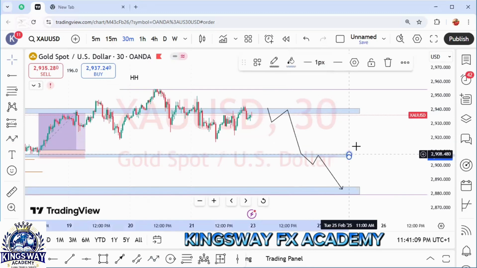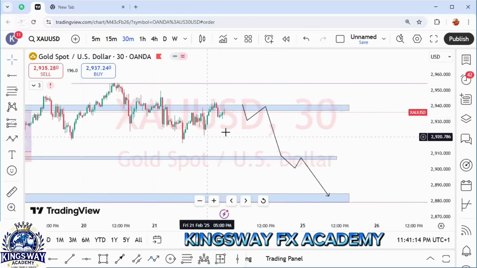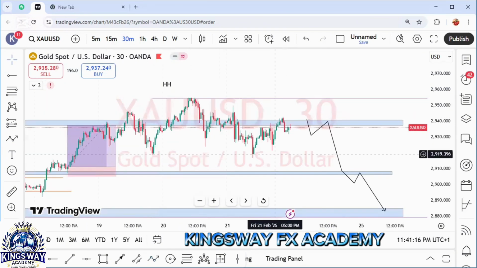This will be what I'll be expecting. If the market doesn't give me something like this, I will try as much as possible not to go into this trade.